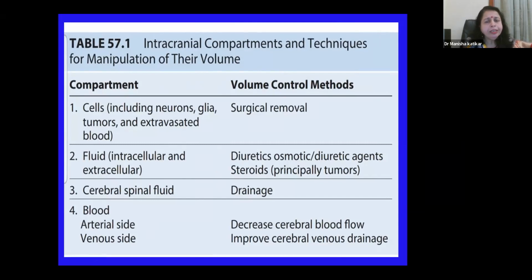So when there is an increase in brain volume, neurosurgical intervention will help to control the intracranial compartment. If there is an increase in the fluid level, then diuretics, mostly osmotic diuretics, will help, or if there is a tumor causing vasogenic edema, then steroids will help. CSF drainage to decrease the ICP, either by anesthesiologists doing a lumbar puncture or by surgeons, will help in decreasing the edema.